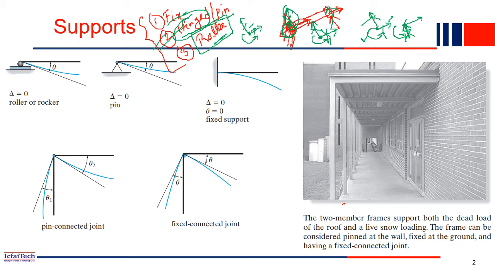If you see a sliding window, a sliding window is a good example of a roller joint, right? Because the window can move in the horizontal direction. In a sliding window case, the window can move in the horizontal direction, but the window cannot move in the vertical direction, right? So that's why we call it a roller support.